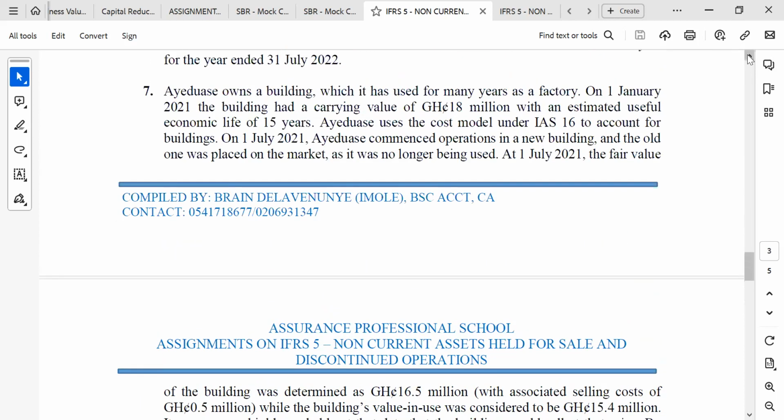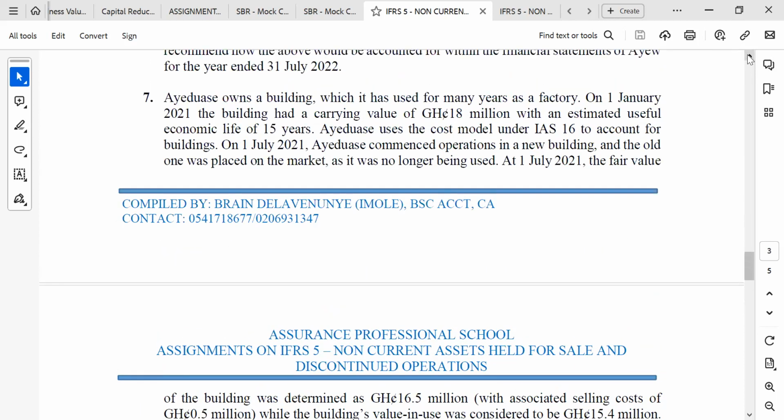Okay. So they are saying that they own a building that they have been using as a factory for so many years. On January 1, the carrying value of the building was 18 million with an estimated useful life of 15 years. They use the cost model under IAS 16 to account for the building. So when are they making the decision to sell the building? On 1st July 2021.